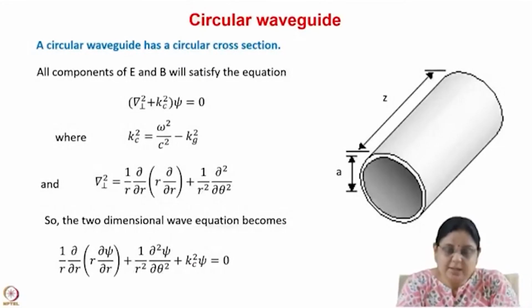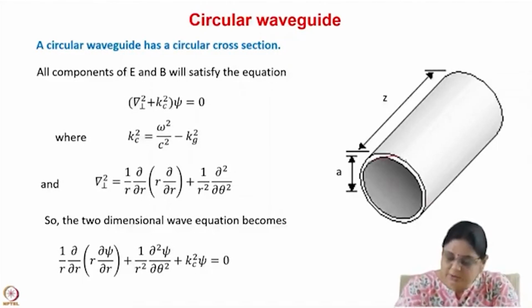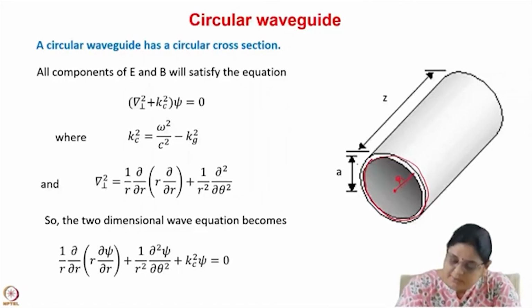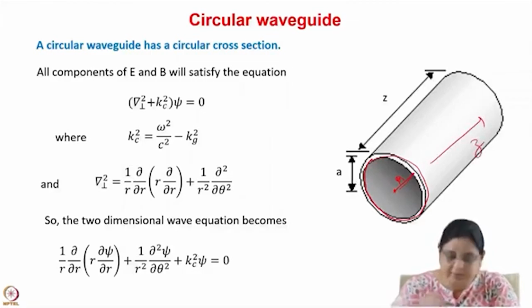Now next is the circular waveguide. A circular waveguide has a circular cross section. So we have boundaries for all theta and at all r equal to a. This is the radius, and the radius is a. This is the radial direction. It is free to propagate in the z direction.